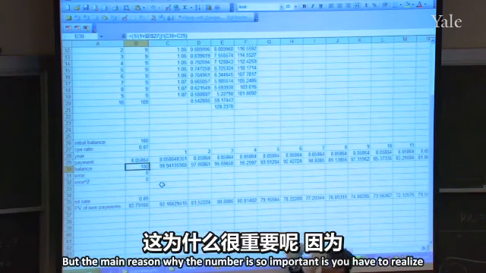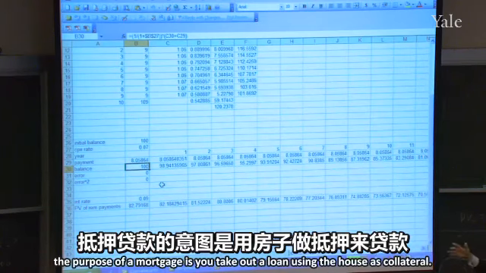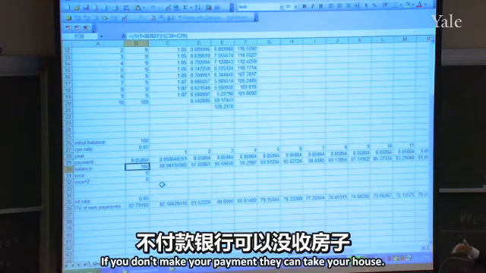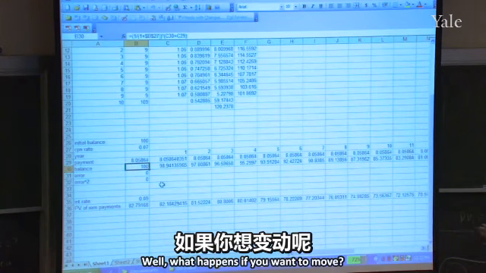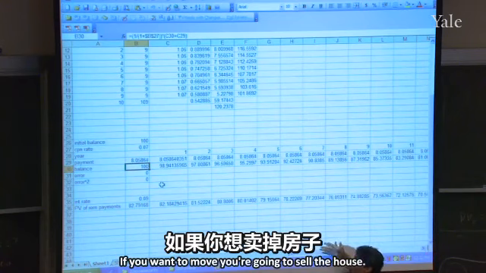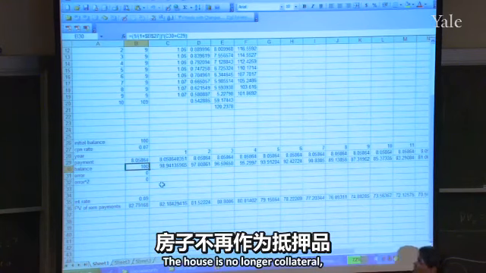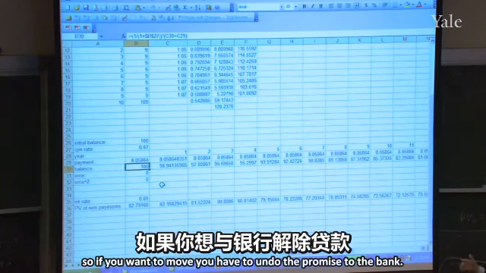Okay, but the main reason why the number is so important is you have to realize the purpose of a mortgage is you take out a loan using the house as collateral. If you don't make your payment, they can take your house. Well, what happens if you want to move? If you want to move, you're going to sell the house. The house is no longer collateral. So if you want to move, you have to undo the promise to the bank.